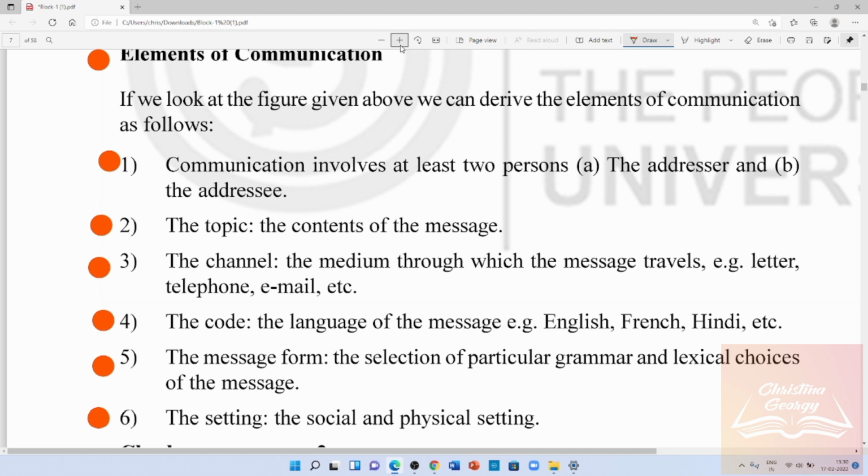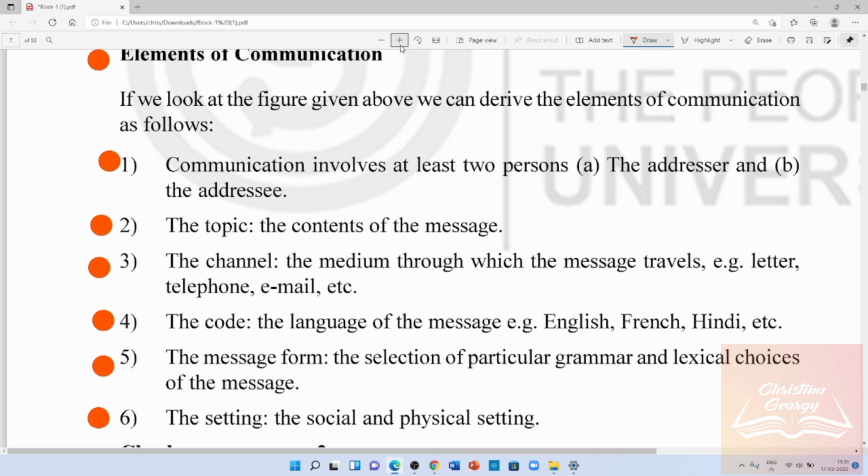Moving on to the topic. Topic refers to the contents of the message. Whatever is the subject matter referred, that would be the topic. Now comes the channel, that is the medium through which the message travels. For that matter, the channel could be a letter, a telephone, an email, etc. Now comes the code. What do you mean by code? It is simply the language of the message. If the message is being transmitted in English language, what would be the code? English. Suppose we are transmitting the message in French, what would be the code? French.